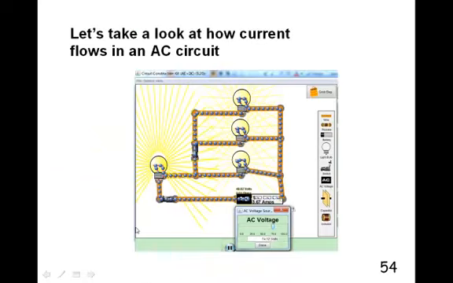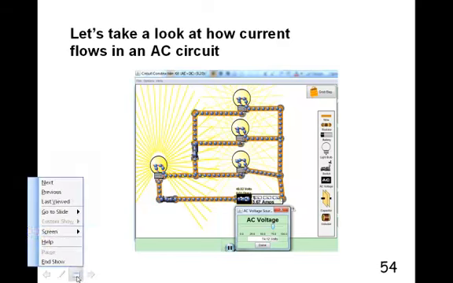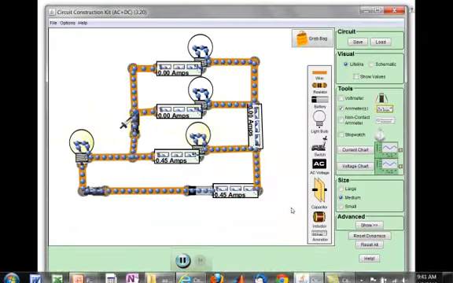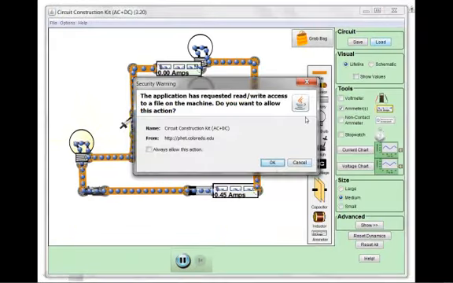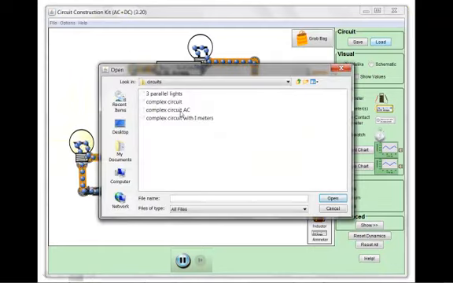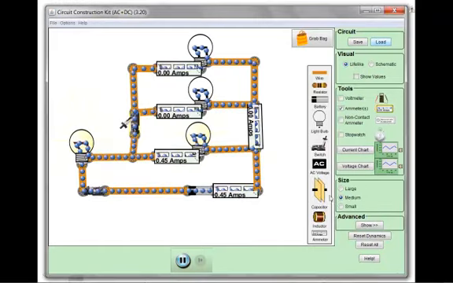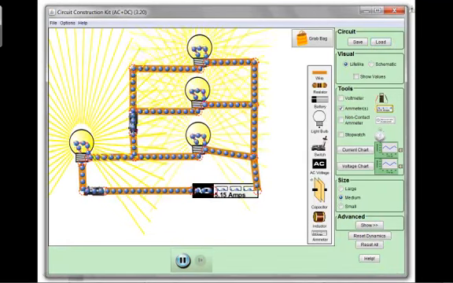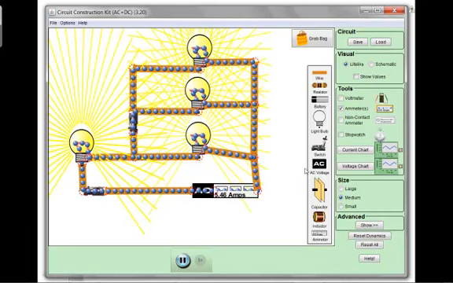Let's take a look at how current flows in an AC circuit. This is the last thing that I'm going to show you, and we're not going to do any AC problems in this whole course, but I do want to show you what AC current looks like, because it comes up a lot. So let's look at this complex AC circuit that I already made. So this is an AC voltage generator, not just a DC battery. And with AC current, see how the electrons move one way, then they move the other way, and when they stop, the light bulbs all turn off.